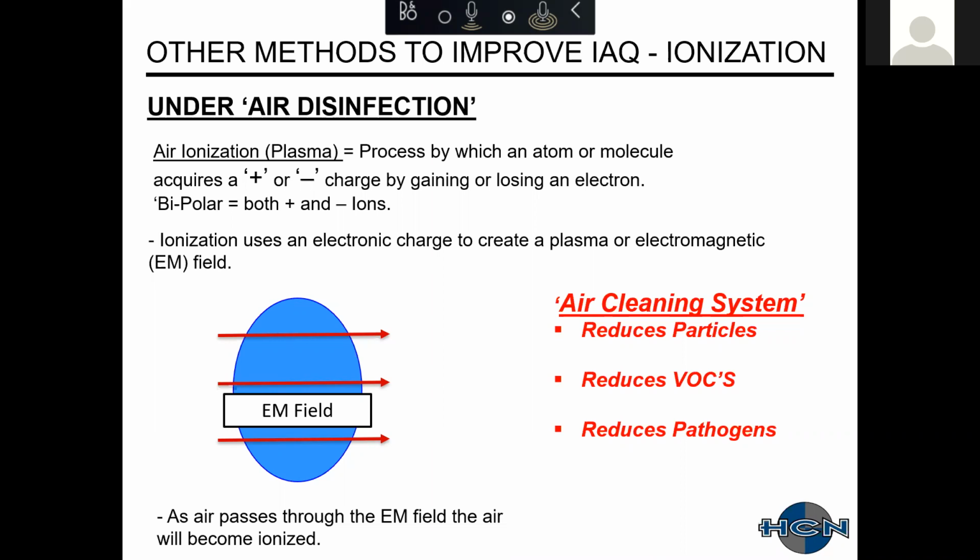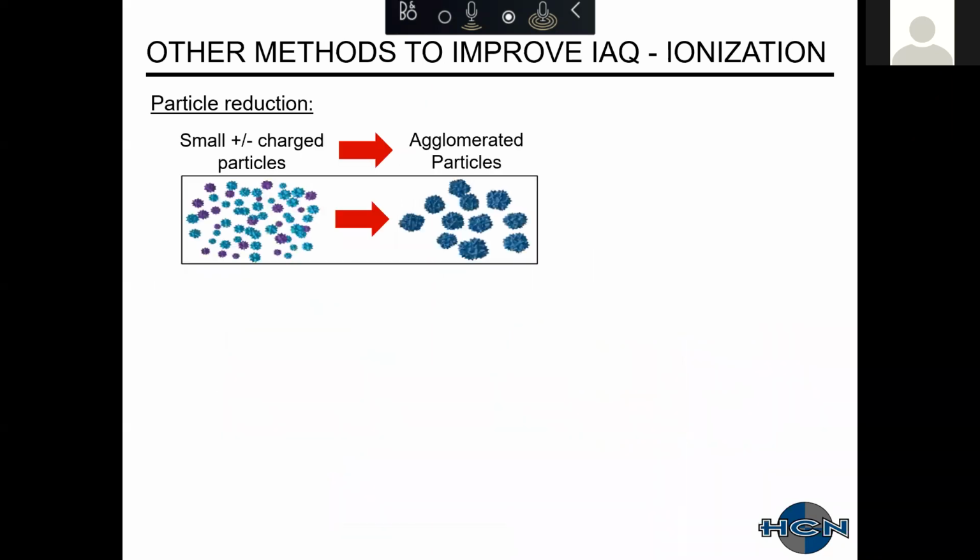And just what I'd like to try to emphasize, or just pivot a little bit today, is that instead of being so focused on pathogens, it seems the building readiness standard is pivoting towards reducing particles. So just keep that in mind as we continue on today. How does the ionization work for reducing particles?